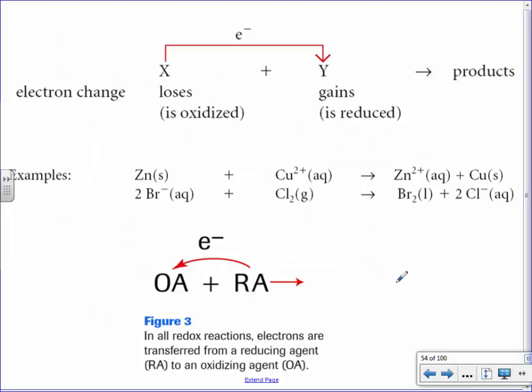So more review. I'm doing tons of review to begin class, just because I really want to make sure you guys get these concepts here. Let's say that we've got zinc and copper 2 plus turning into zinc 2 plus and copper. Do you guys think we could label the oxidizing and reducing agents?